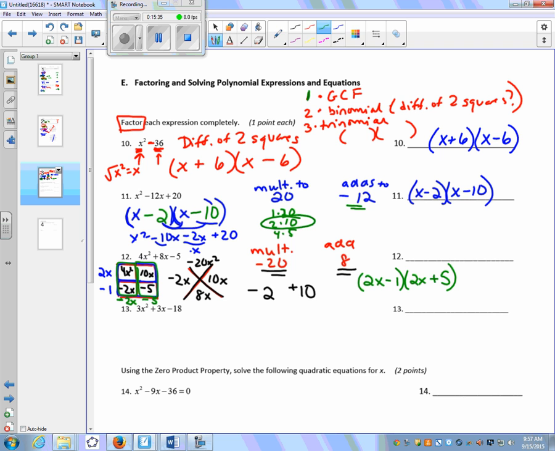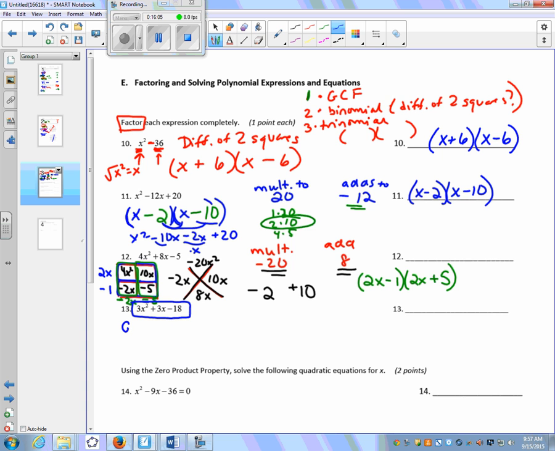Okay, number 13, same process, same idea here. 3x squared goes here, negative 18 goes there. Multiply those two together. Oh, sorry. Stop that for a second. I forgot to look for my GCF, right? We got to look for a GCF first.